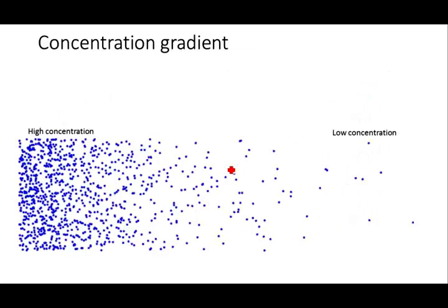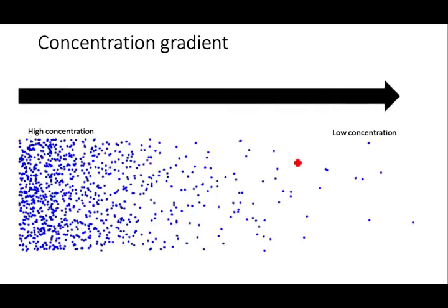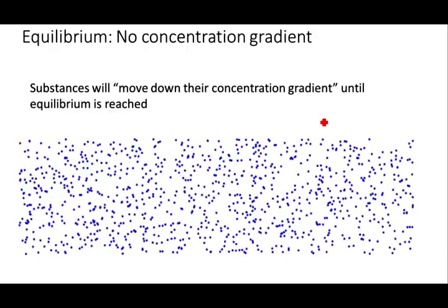So when we're talking about diffusion, we also need to understand concentration gradients. A concentration gradient is just this: when you have more of a substance over here and less of a substance over there, things will tend to go from high concentration to low concentration. We call this diffusing down the concentration gradient, or moving from high concentration to low concentration. Substances will tend to diffuse down their concentration gradient until equilibrium is reached.